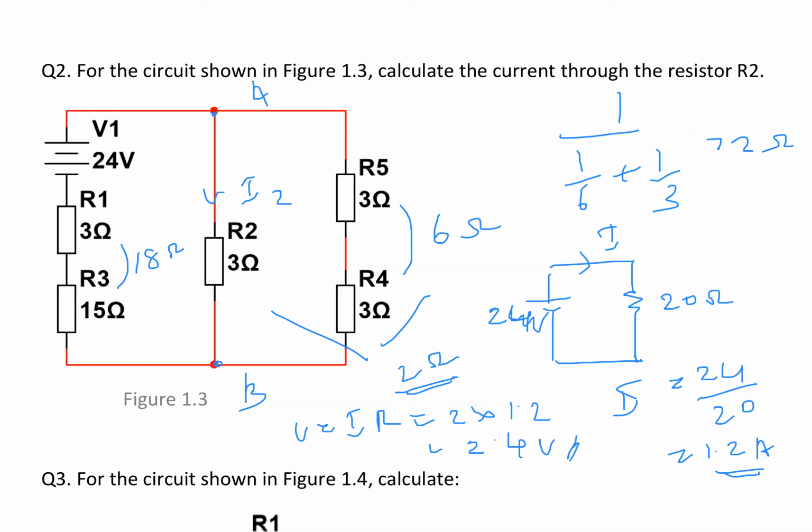Now, because we know this voltage, can we find the current through R2? Yes. Then I is equal to V divided by R, right? So V is equal to 2.4, so 2.4 divided by 3. Agree? 0.8 ampere. You guys agree?